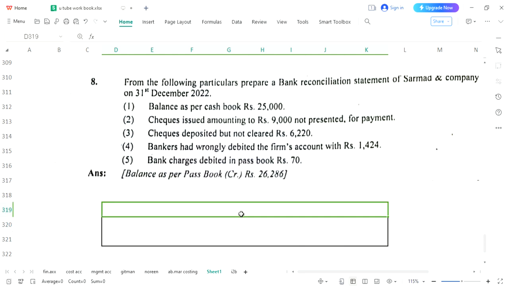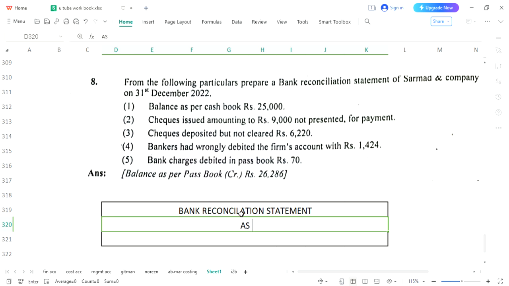The very first line would be used to write down Bank Reconciliation Statement. So this is your first line, and then you will mention your date as on. Now please look at this, 31st December 2022. So you will mention 31st December 2022. This is your second line heading.